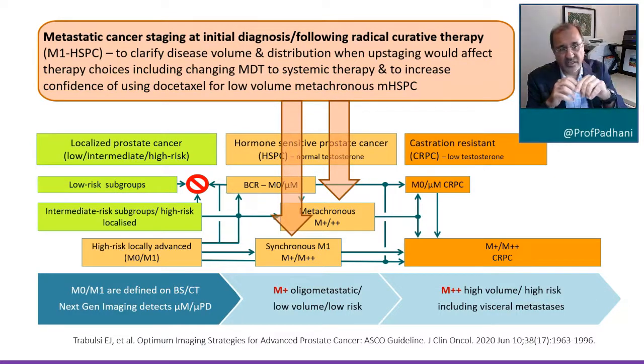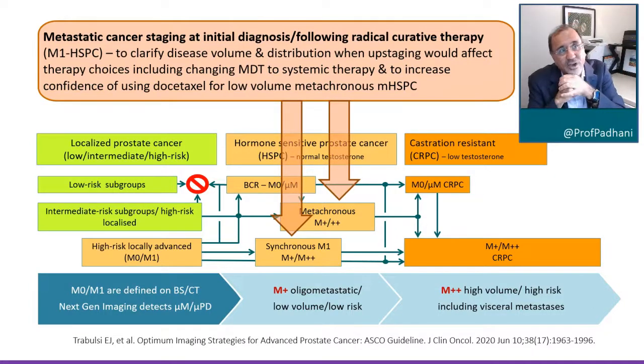So the ASCO guidelines say that you can use next generation imaging technologies in this state if the upgrading would make a difference in your management. So for example, if you were planning to do metastasis-directed therapies, and you saw more disease and it would put you off, then you can do it. Or if you wanted to increase the confidence for using chemotherapy for patients who have apparently low volume disease.